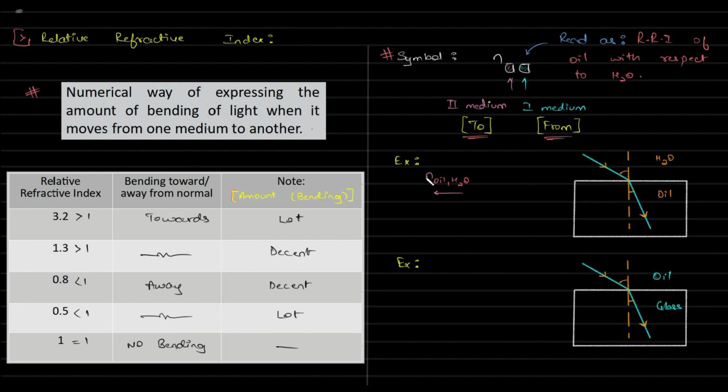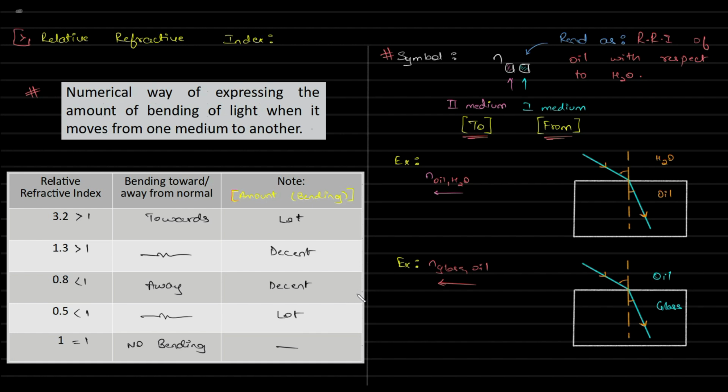Here the light is moving from water to oil. So this arrow will help you remember that we have to write 'to' and then 'from'. So this is what I've written over here. One more example: the light is moving from oil to glass. So refractive index of glass with respect to oil. This is how you read it, and you write it in this order, to and from.